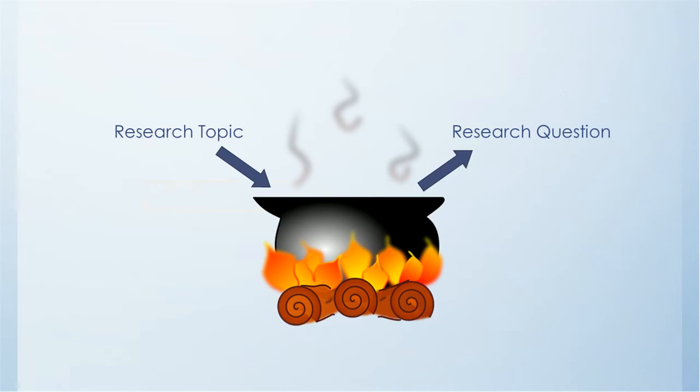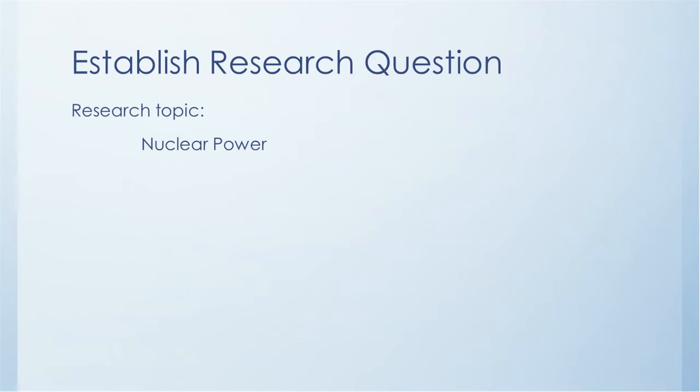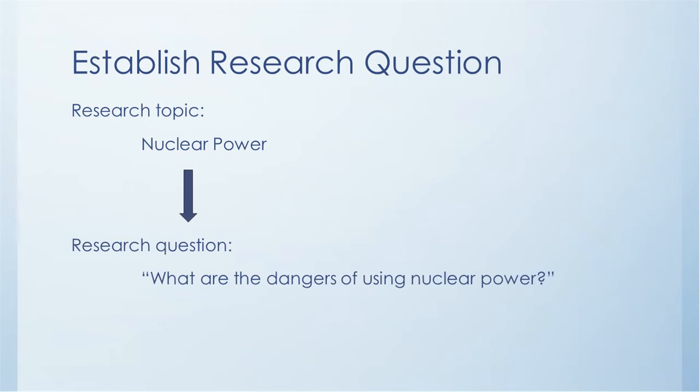Your first step is to take your research topic and boil it down to a single sentence question or statement. This is known as your research question. We will take a look at the research topic, nuclear power, and we will narrow it down to a question: what are the dangers of using nuclear power?